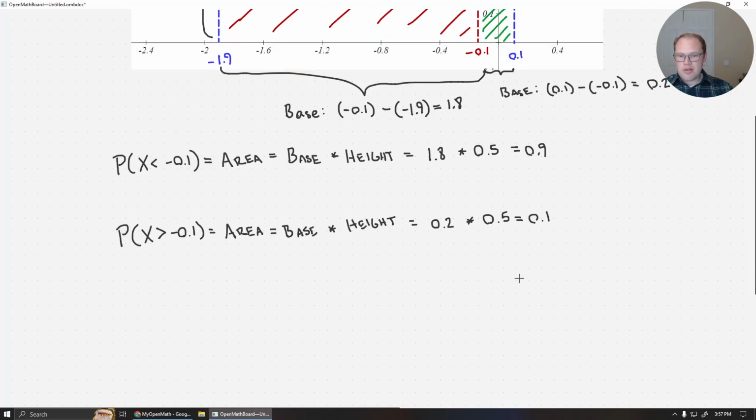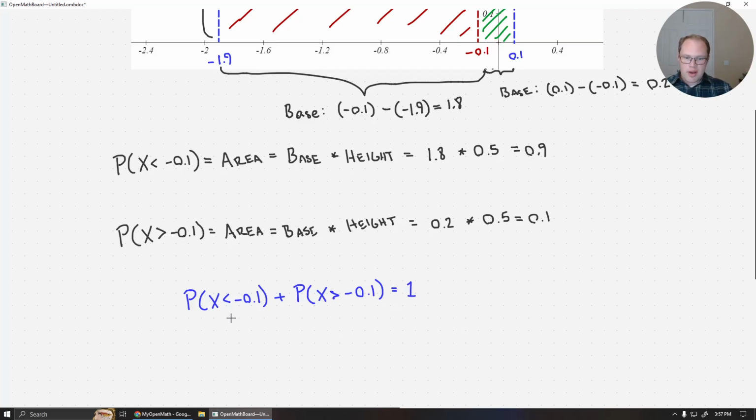So that means another way I could have calculated this, if I had made that observation first, is this: everything smaller than negative 0.1 plus everything bigger than negative 0.1 represents everything that could happen, right? You're either going to be smaller or you're going to be bigger. And so that's got to equal 1. It's got to equal 100%. It fills that whole space.